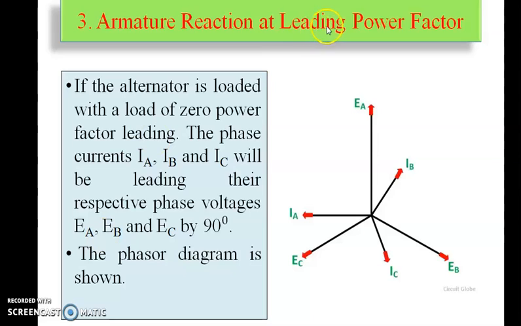As we know, at leading power factor the current is always leading with respect to the voltage. If the alternator is loaded with a zero power factor load, the phase currents IA, IB and IC will be leading the respective phase voltages EA, EB and EC by 90 degrees. The phasor diagram is shown. As shown in the figure, IA is leading EA by 90 degrees, IB is leading EB by 90 degrees, and IC is leading EC by 90 degrees.